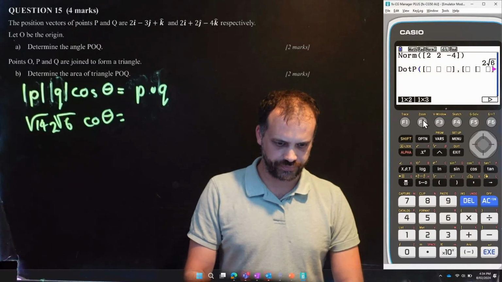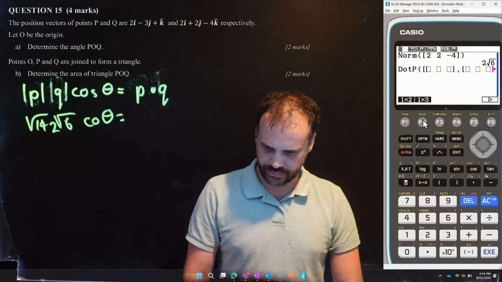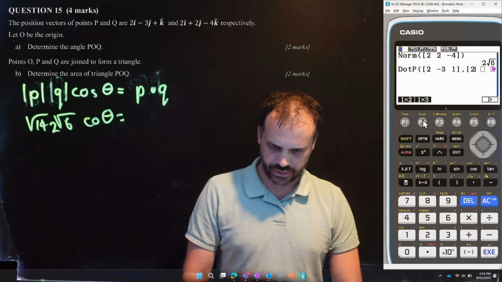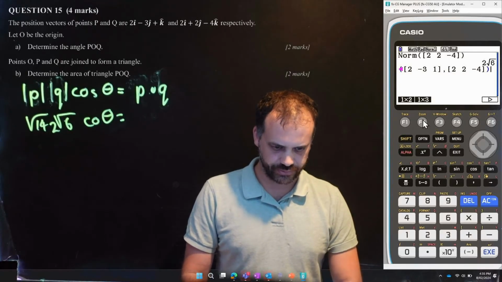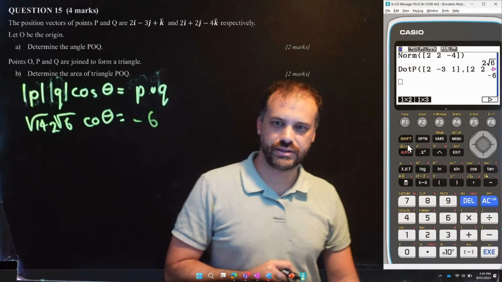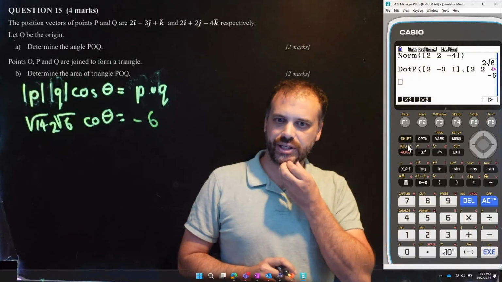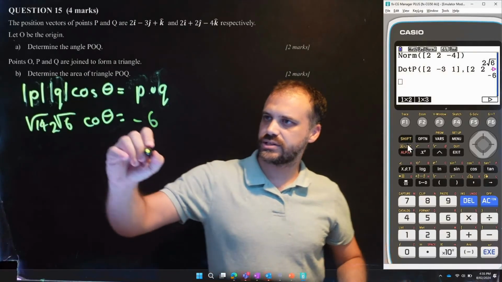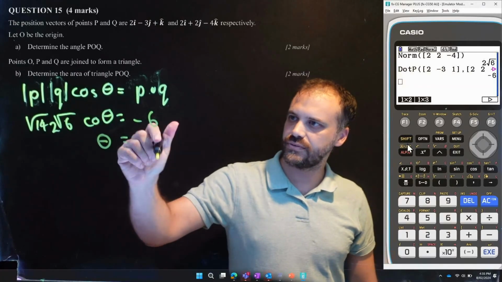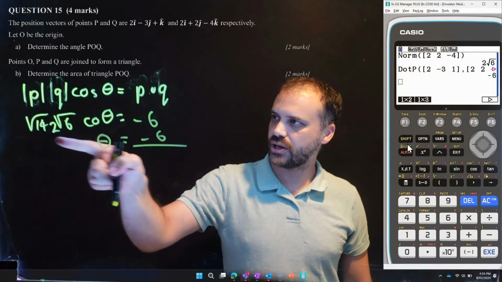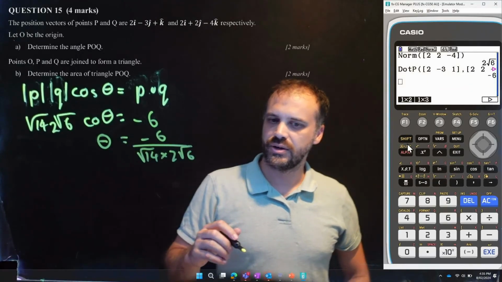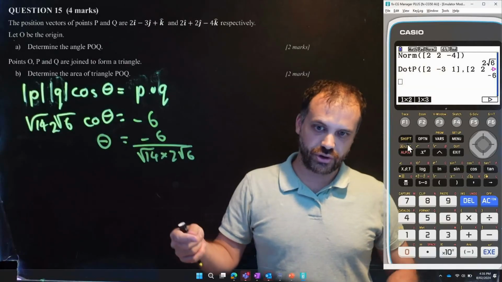Close up the bracket. And then we're just putting our numbers in. 2, -3, 1, and 2, 2, -4. All right, and we get a dot product of -6. Isn't the calculator neat? Okay, so after this, we're just rearranging this. So theta is going to be equal to -6 divided by that, root 14 times 2 root 6, but inverse cos of that.